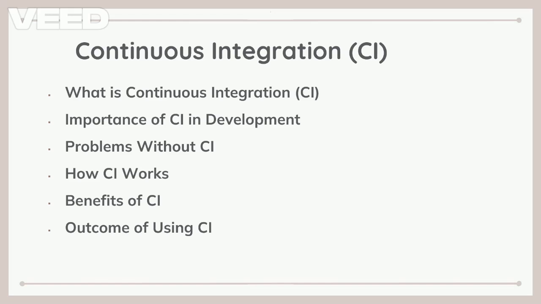Imagine a team of developers working on the same app. Each developer writes their own part of the code. Without continuous integration, they would manually combine their code later, which could cause problems like bugs and conflicts because one person's change might break another's work.